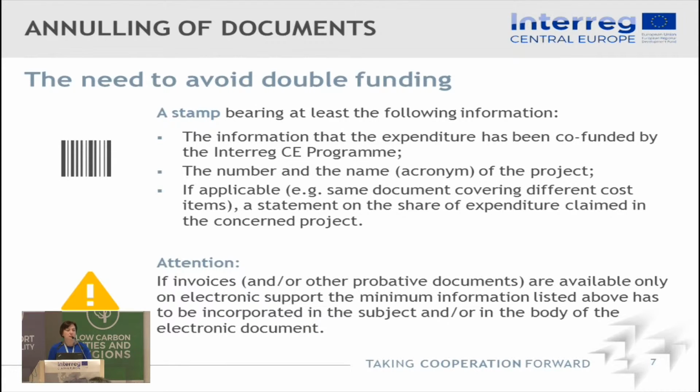Of course, as I said, some invoices can be available only in electronic version. So in this case, you also need to pay attention to how the invoice should be described, and to require the proper description from the service provider, so that in the subject or the body of the electronic document, the relevant information is also mentioned: the co-financing source, so Interreg Central Europe program, the number and the acronym of the project, and also the proper description, for example, of the service provided.